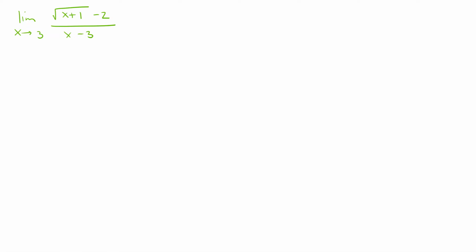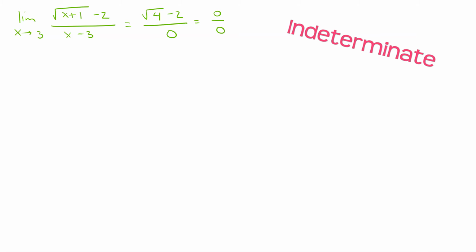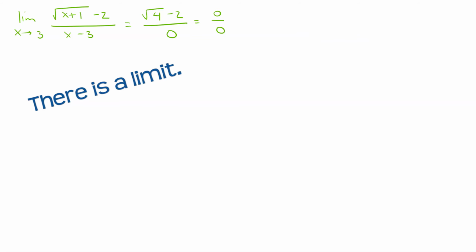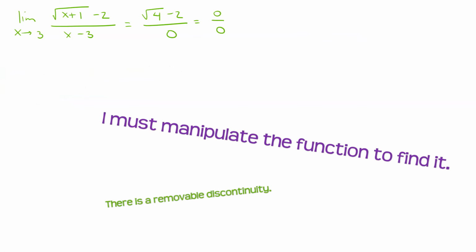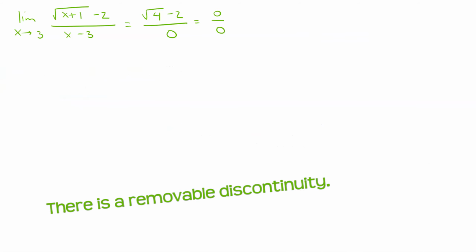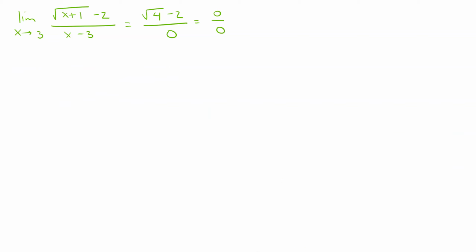All right, to evaluate a limit, the first thing we do is substitute, and if substitution works, then cool. So let's go ahead and plug in 3. We get rad 4 minus 2 over 0. That's 0 over 0. 0 over 0 is called what? It's called indeterminate, and it means 3 things. It means there is a limit, I must manipulate the function to find it, and there's a removable discontinuity. And to deal with that, I'm going to try to factor.